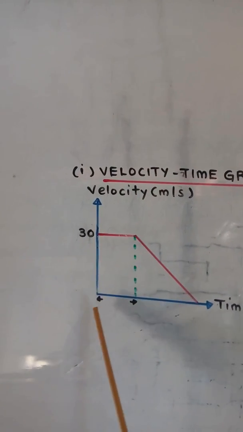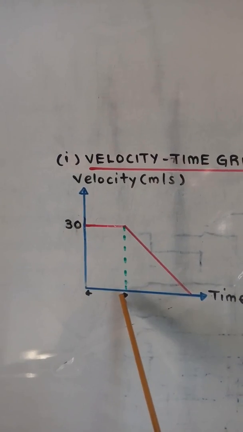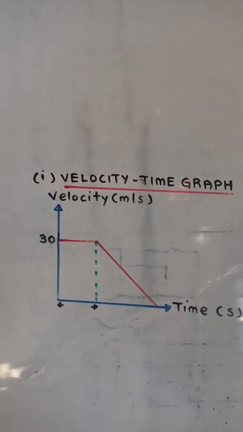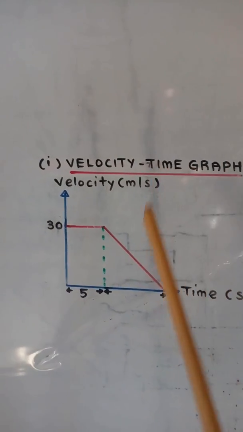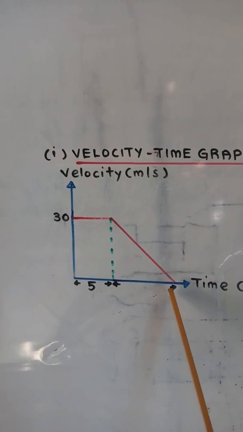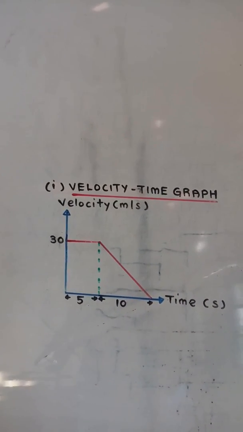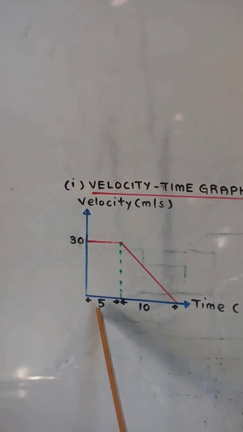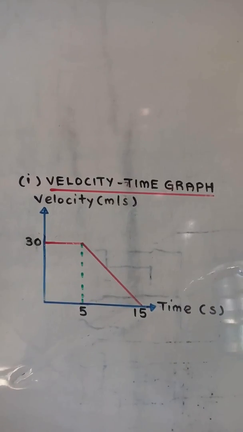Time from this point up to this point is 5 seconds, and from this point up to this point is 10 seconds. Then 5 seconds plus 10 seconds is equal to 15.